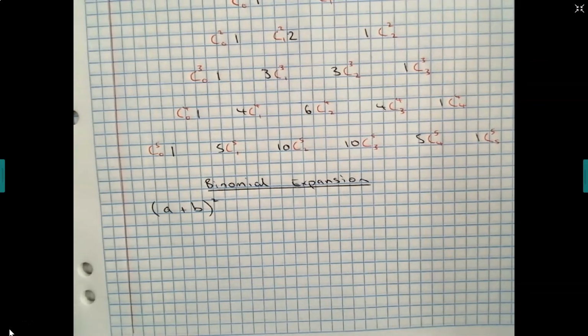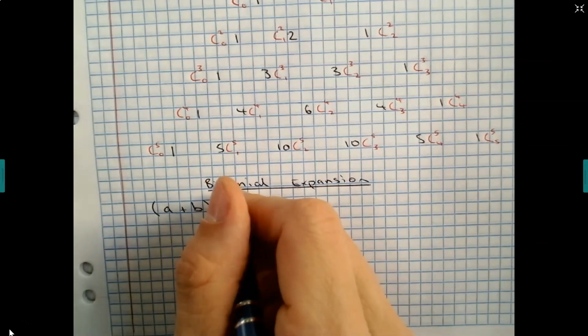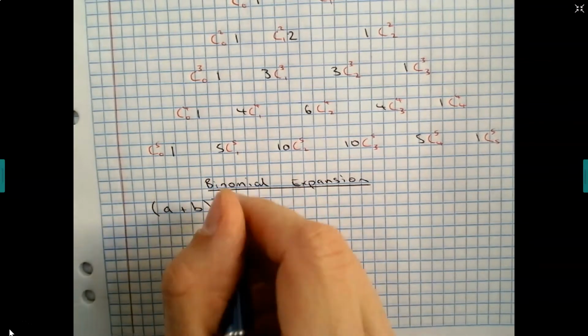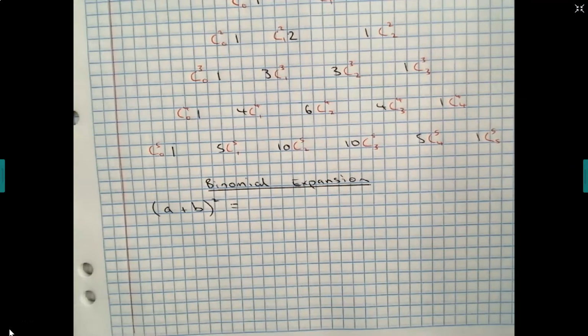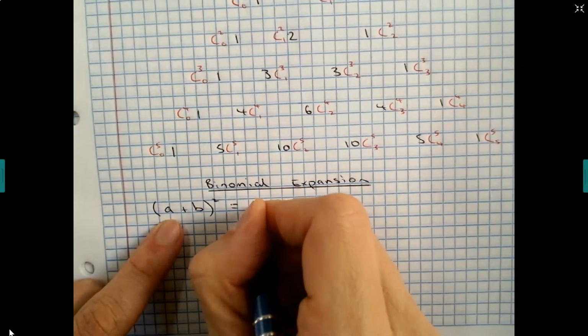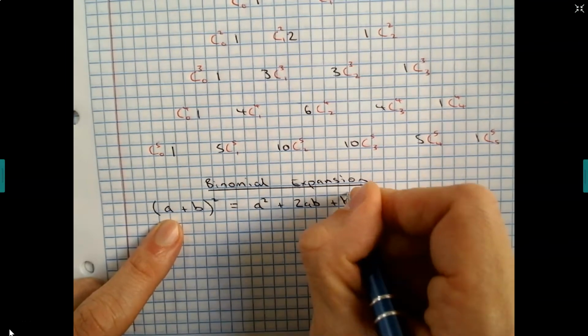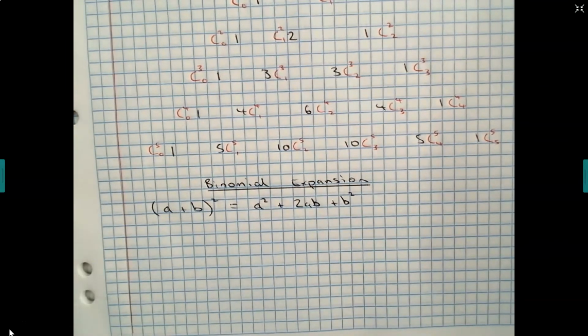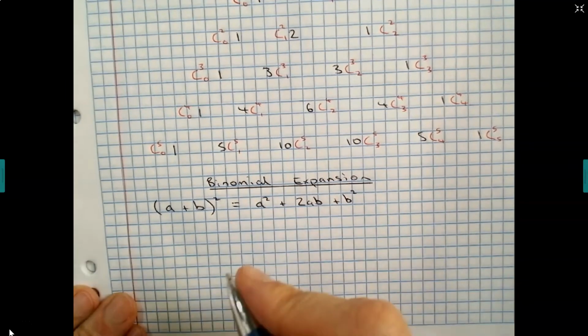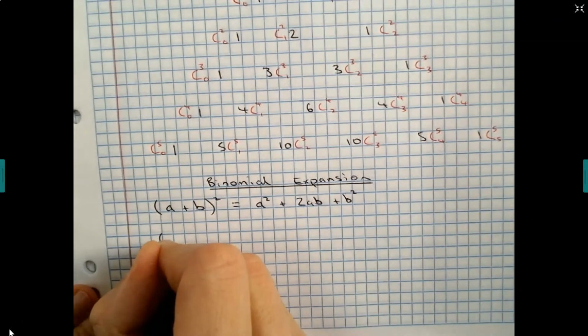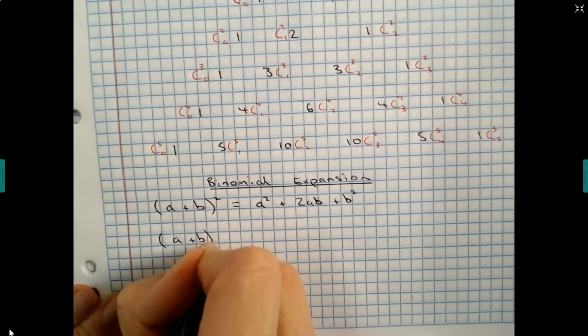Yeah, so let's consider what this would look like. We know that this here, if we expanded it, could be written as a squared plus 2ab plus b squared. Agreed? We've all done those expansions before. All right, now let's think about it. Let's try and apply a bit of a pattern to this. So if I wanted to expand (a + b) all squared.